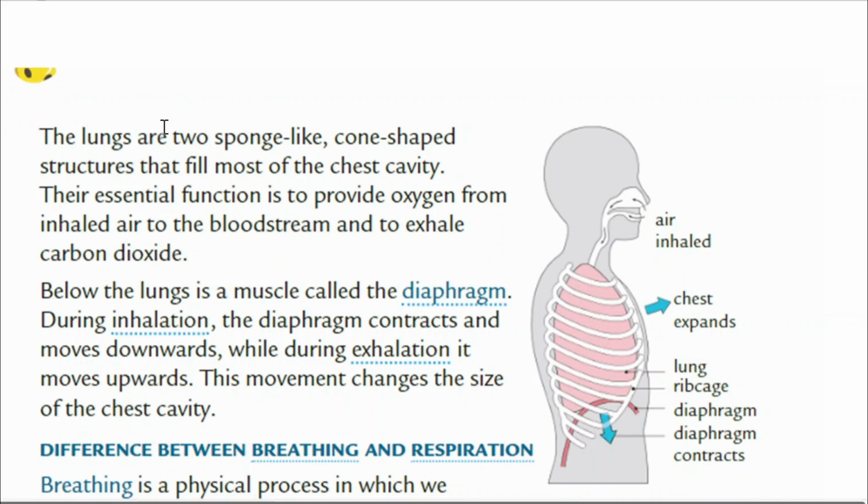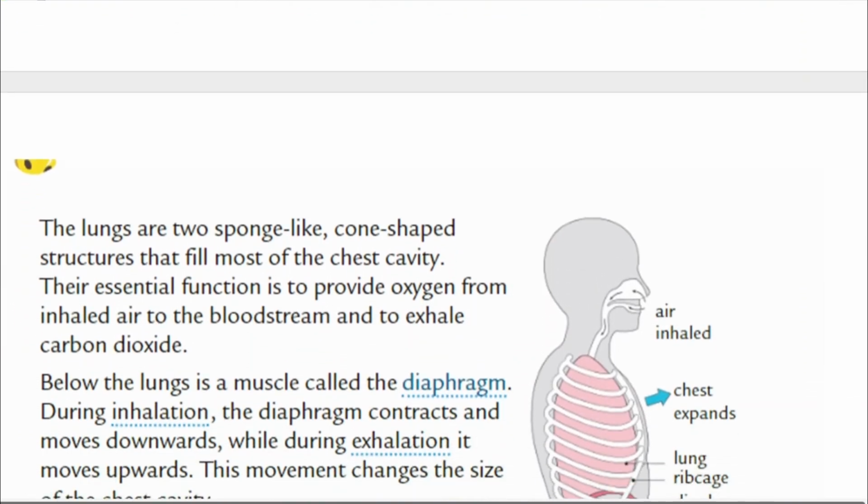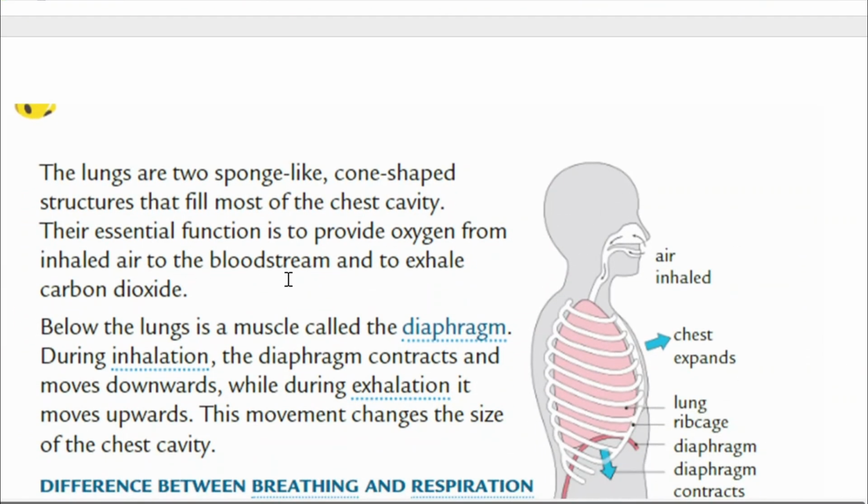So how are our lungs? The lungs are two sponge-like cone-shaped structures that fill most of the chest cavity, and their essential function is to provide oxygen from air to the bloodstream, and whatever oxygen we have used, it will provide it back in the form of carbon dioxide. So let's see the difference between breathing and respiration.